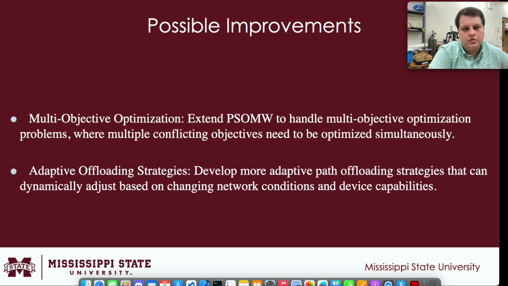The second possible improvement would be an adaptive offloading strategy, where more adaptive path offloading strategies can dynamically adjust based on changing network conditions and device capabilities. This would more extensively handle the realistic demands of networks in homogeneous and heterogeneous use cases.